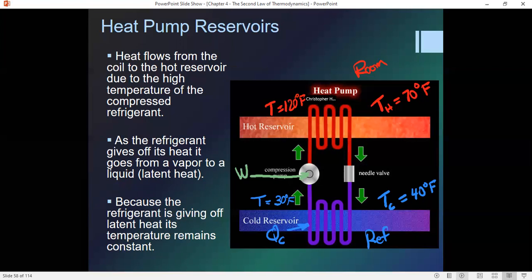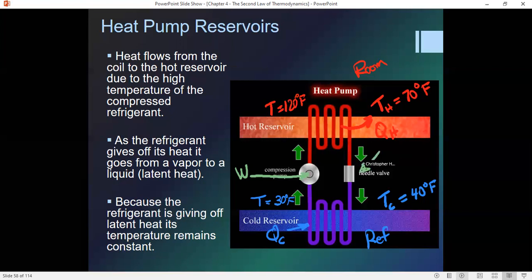It's going to be hot. Feel the back of your refrigerator sometime, it gets hot. So even though outside, which is the room, is warmer than the inside of the refrigerator, the refrigerant is going to give up its heat to the room. It's going to be the QH, because heat naturally flows from 120 degrees to 70 degrees. Now the refrigerant comes back around and it goes through an expansion valve right here.